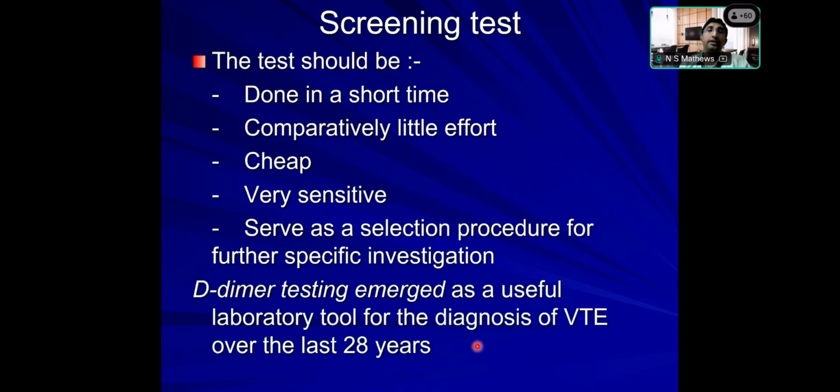When we talk about general qualities of a screening test, the test should be able to be done in a short time, with comparatively little effort. It should be cheap, sensitive, and serve as a selection procedure for further specific investigation. So when you look at all these qualities, D-dimer usually fits the bill because it can be done faster and it's quite sensitive. And basically, it has a much higher negative predictive value. We'll come to all that.